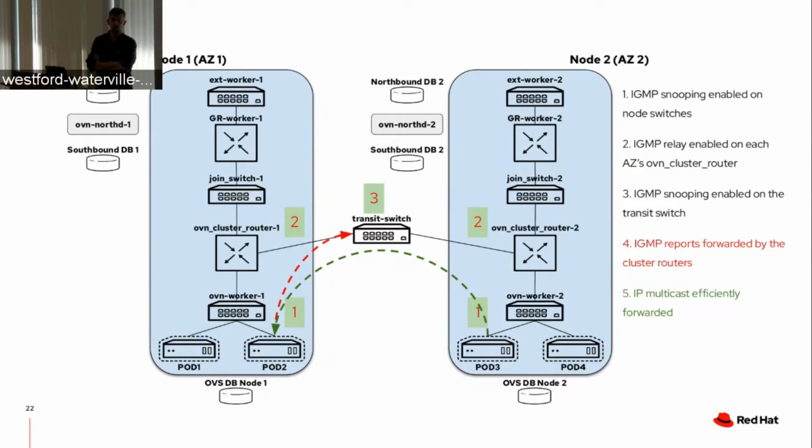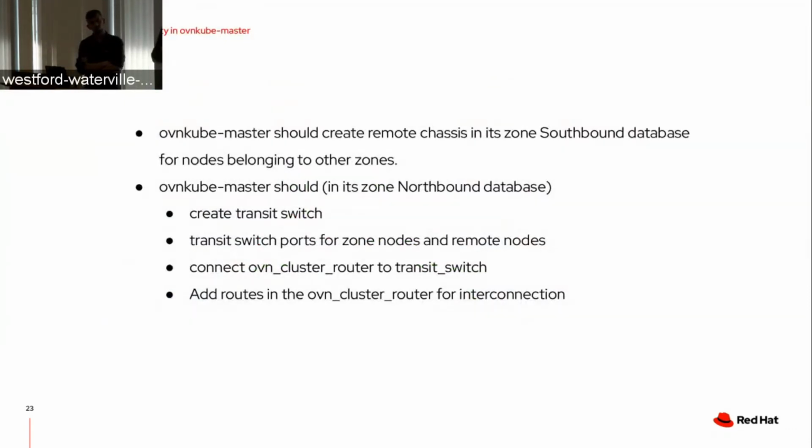There is a special case, and that's multicast. For that, we actually had to add the support for multicast on transit switches in core OVN. But that's merged, available, released already. So what we do is we enable IGMP snooping on the node switches. We enable IGMP relay on the cluster routers, and also IGMP snooping on the transit switch. That means whenever a pod registers for IP multicast, it will send an IGMP report that's going to be learned by all relevant parts of the network. Whenever a source starts sending IP multicast, that will be efficiently delivered only to the pods that registered for it.